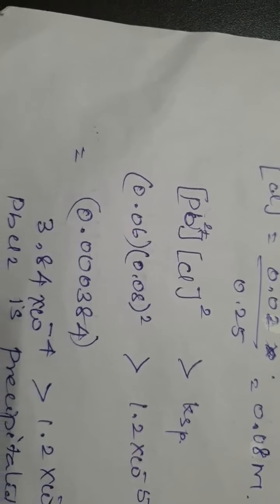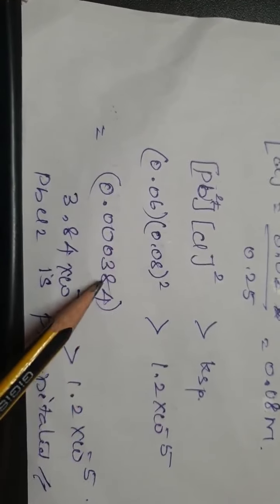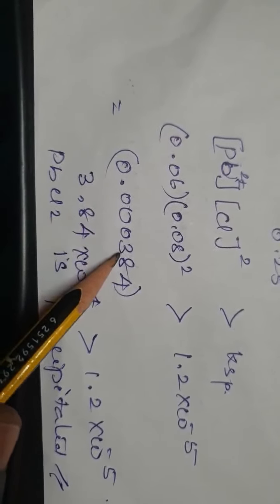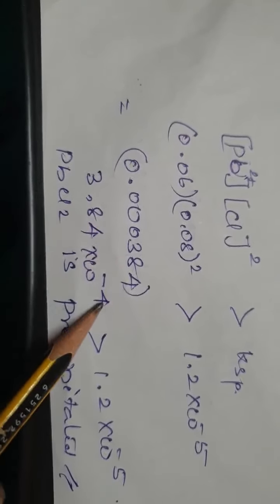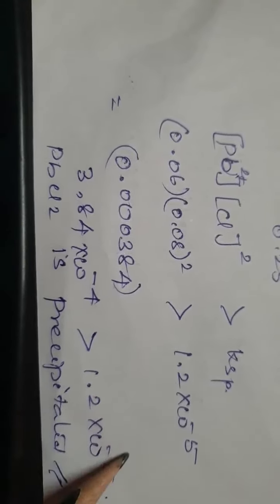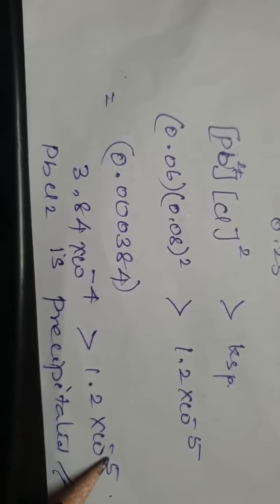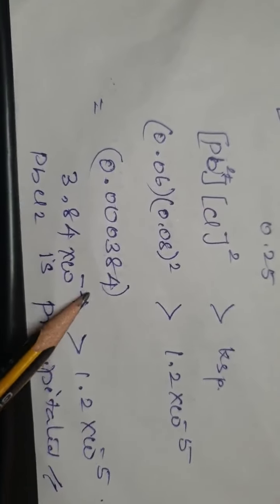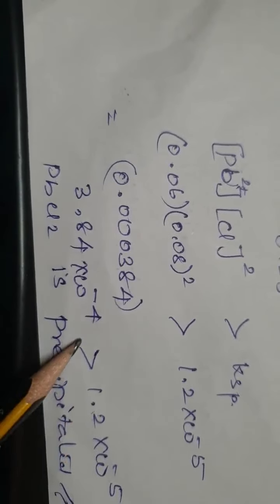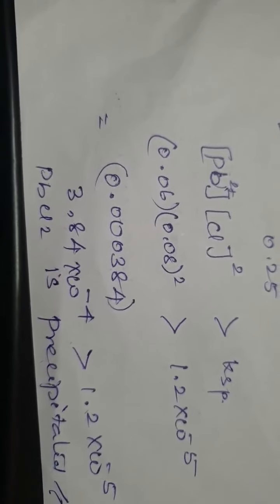To compare the values, if you multiply this out you get 0.000384. So we can write it as 3.84. Just take 1, 2, 3, 4 decimal places, so 3.84 into 10 power minus 4 is greater than 1.2 into 10 power minus 5. Compare these two values, which is greater? This will be greater. Ionic product is greater than 1.2 into 10 power minus 5. And what is the condition for precipitation? If the ionic product is greater than the solubility product, precipitation takes place. So ionic product is more here, so PbCl2 is precipitated.